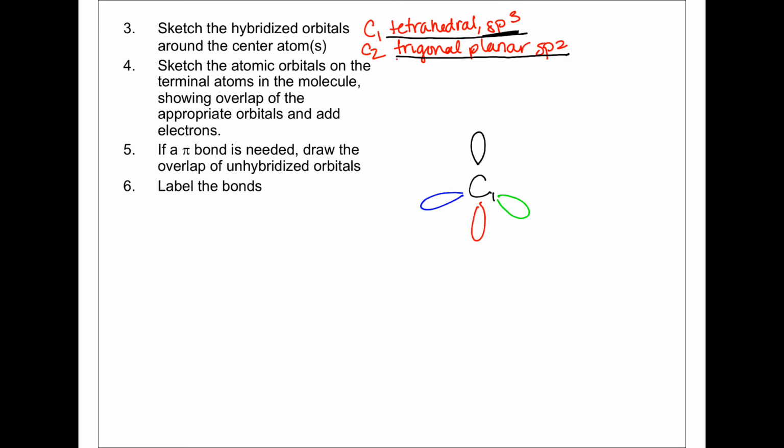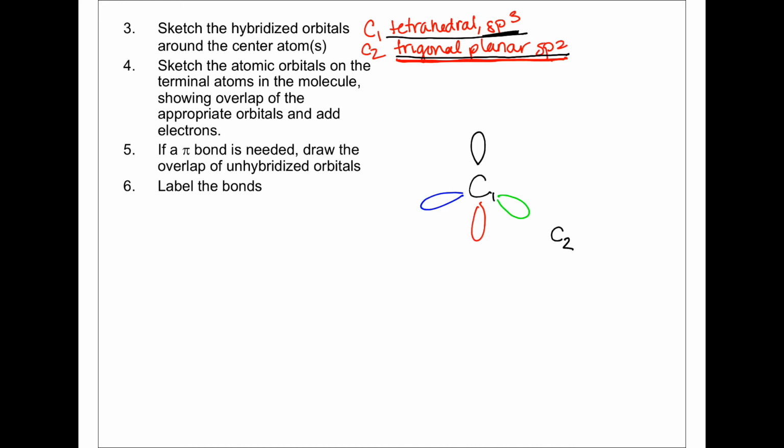The next thing that I'm going to do is draw my carbon 2 in a trigonal planar shape, with sp2 orbitals, and I need it to overlap with one of my carbon 1's hybridized orbitals, otherwise we're not going to get a sigma bond there. So I'm going to use my green orbital, and I'm going to draw carbon 2 here, and I'm going to put the trigonal planar sp2 orbitals around it.